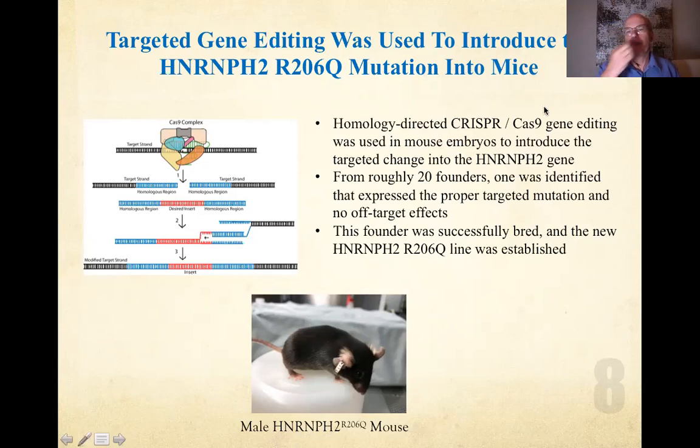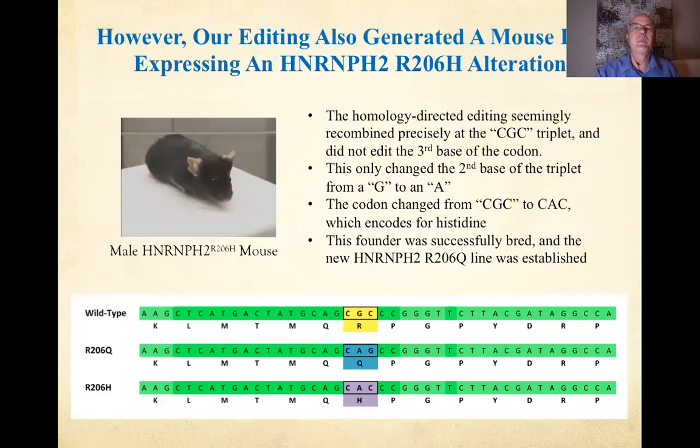This founder was successfully bred, and this new HNRNPH2 R206Q line was established, and this is one picture of one of the mice. This is actually the original founder mouse that was born. However, in a way, we got a little bit lucky because our editing process also generated a different mutation at position 206, where the nucleotides had been changed to encode for a histidine amino acid rather than a glutamine.